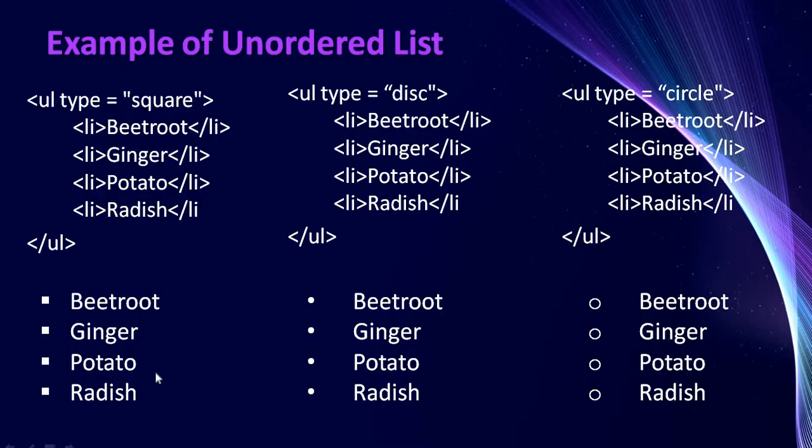Next let us see the examples of this unordered list. Here I have used the attribute type as square and listed my items, and the output of this coding is a square bullet, which appears in this way. When I use disk, I get a filled circle, and when I use circle, I get a hollow circle. So these are all the various types of bullet symbols I could change in my coding using the attribute type in the UL tag.